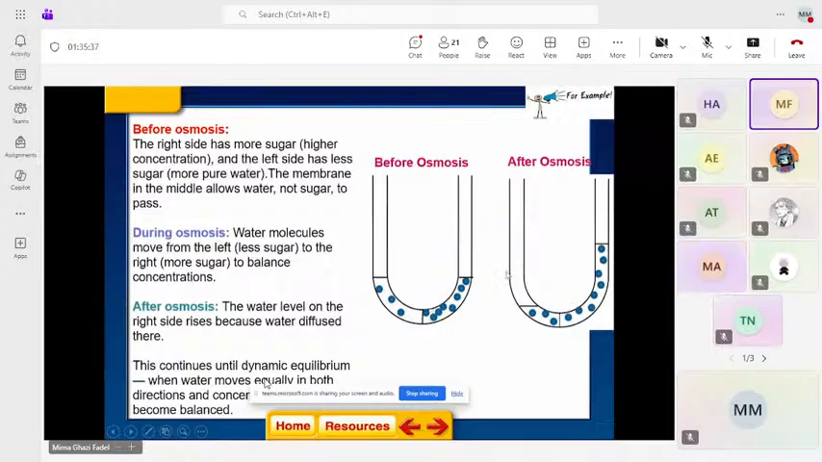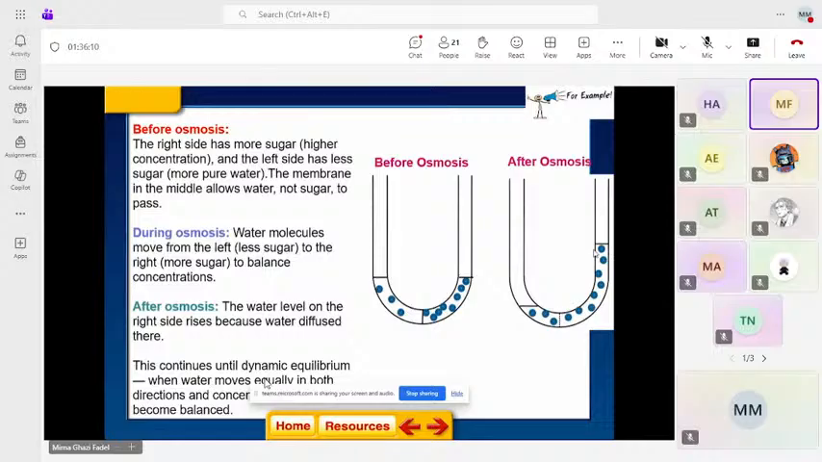So look at the right side here, the level of the water, and look here. After osmosis, we notice that the level of water rises on the right, but it goes down on the left. On the left, Miss, it was high, then it becomes low, and the right was low, then changes to be high. So the water level on the right side rises because water diffused there. This is the evidence why water moves from left to right.